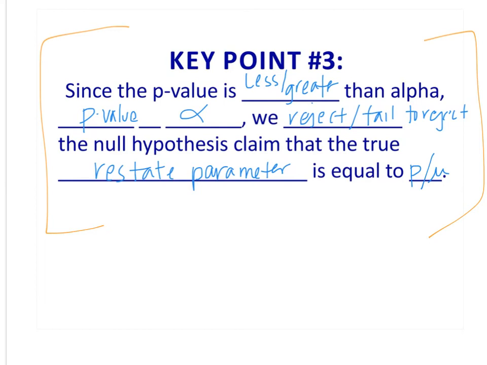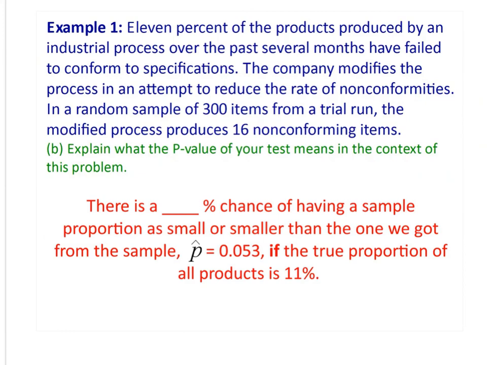So since the p-value is less than or greater than alpha, you write the p-value, how it compares to alpha. We can reject or fail to reject, depending on which of those it is. Remember, less than, reject, greater than, fail to reject. The null hypothesis claim that the true, restate the parameter, true mean, true proportion, is equal to the starting value of p or mu.